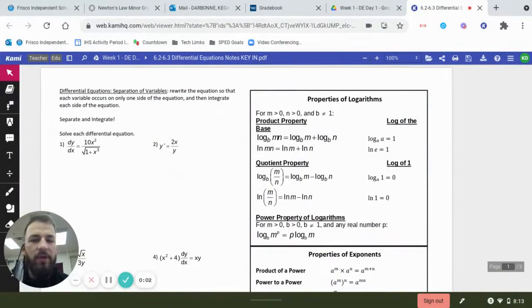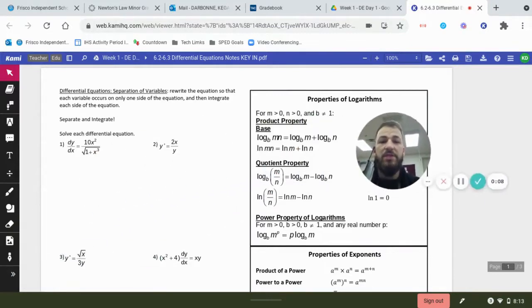Good morning, y'all. Today we're going to be talking about solving differential equations. It's our first notes in chapter 6. We've talked about differential equations a little bit before. A differential equation is just an equation that involves dy dx, so the derivative, and then x and y, or just x. It can kind of have a combination of all of them.